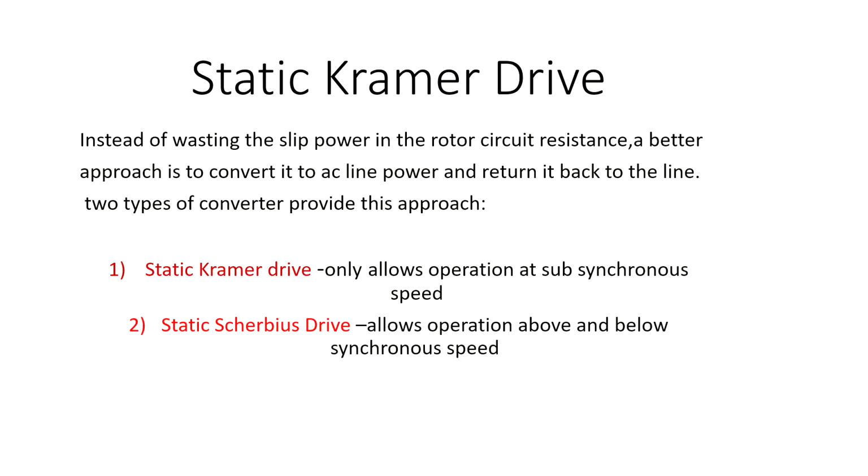Instead of wasting the slip power in the rotor circuit resistance, a better approach is to convert it to AC line power and return it back to the line. There are two types of converter, static Kramer drive and static Scherbius drive. Static Kramer drive only allows operation at sub-synchronous speed. Static Scherbius drive allows operation above and below synchronous speed.